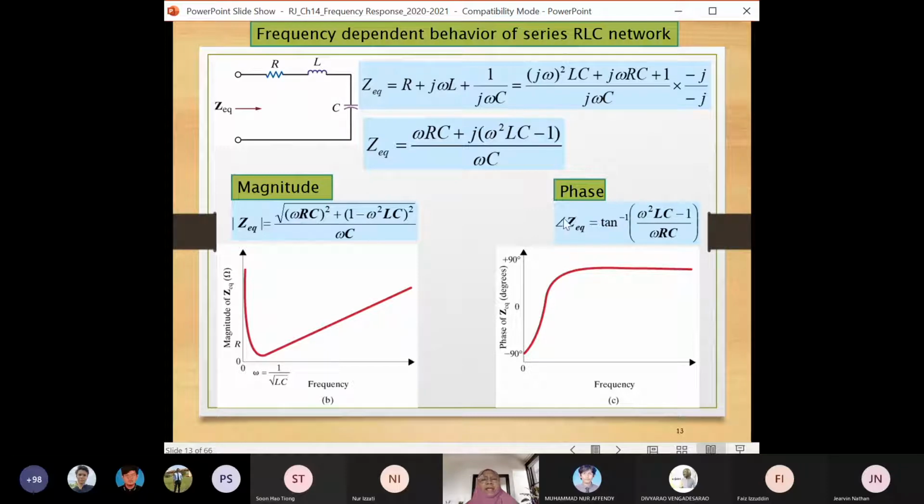And this phase difference is the polar value, angle Z equivalent, which you can find as the tangent inverse of omega squared LC minus 1 over omega RC. But the magnitude is the square root of omega RC squared plus 1 minus omega squared LC, divided by omega C.